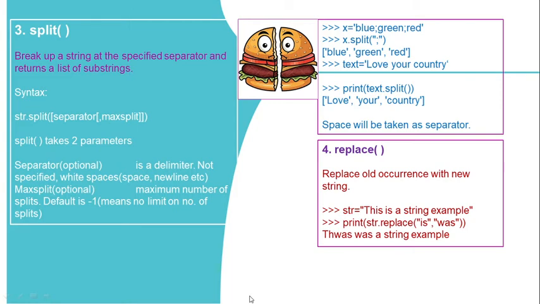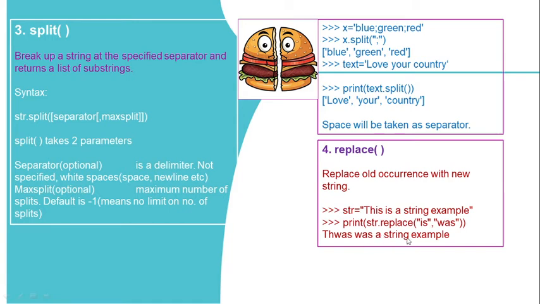"is" should be replaced with "was". That means wherever the interpreter finds "is", it will be replaced by "was", that is it, okay. So, the first word is "this", right. Here we have one "is", so that will be replaced by "was". So, "thwas", and again we have one "is", that will also be replaced by "was". Wherever we have the occurrence of "is", it will be replaced by "was", okay.